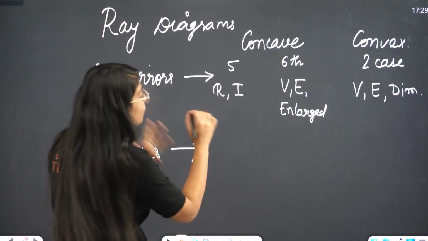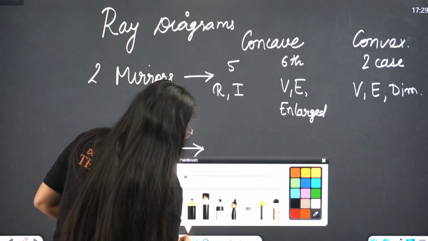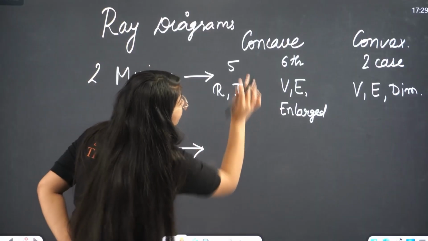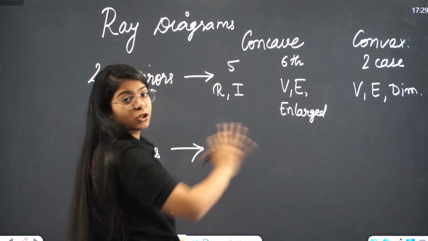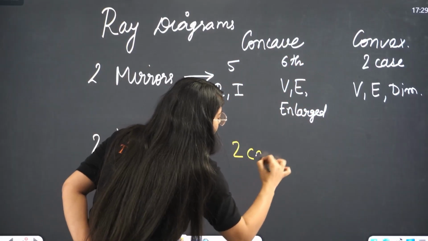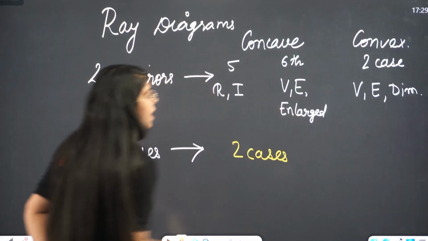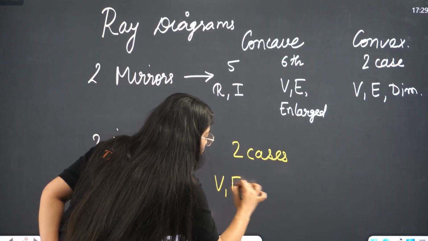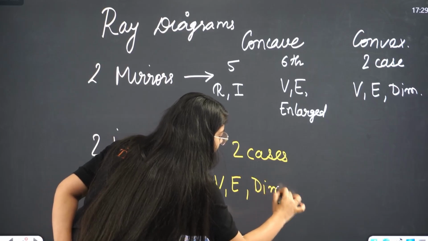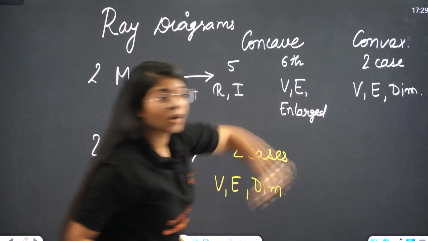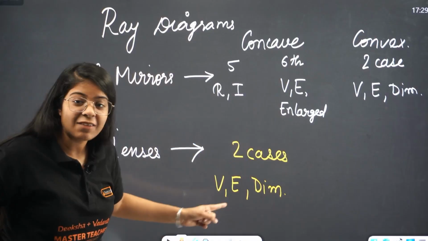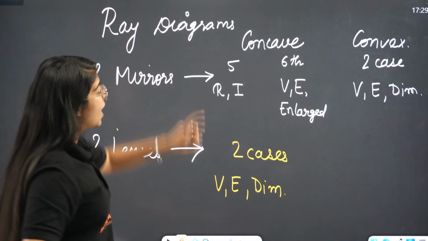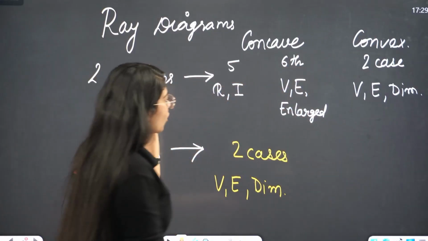Look carefully. For the lenses, let me change the color. Yes, for the lenses, concave does not have 5 and 6 cases. It just has 2 cases. Concave lens has 2 cases in which the image is always virtual and erect and diminished. So it is similar to convex mirror. The concave lens is similar to convex mirror, and convex lens will be similar to concave mirror.